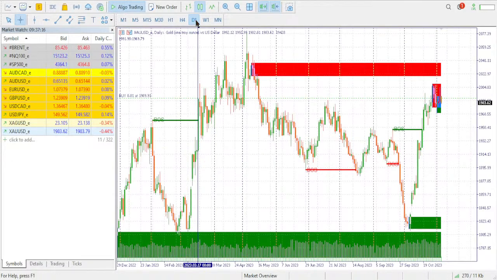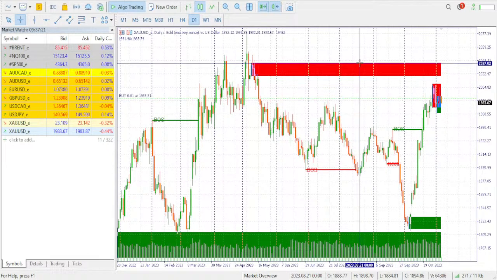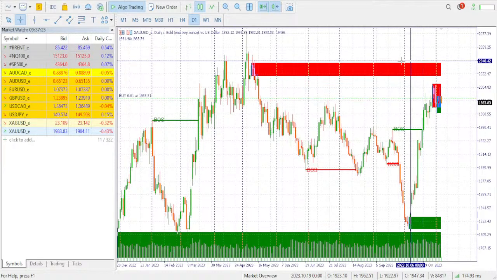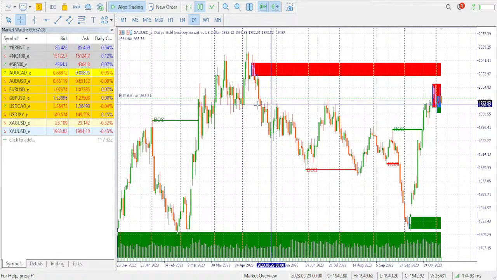So that's my opinion on gold. This is how it looks on the daily time frame. It still looks good, that if the price goes up to this point, then this will be a good place to look for a sell from.